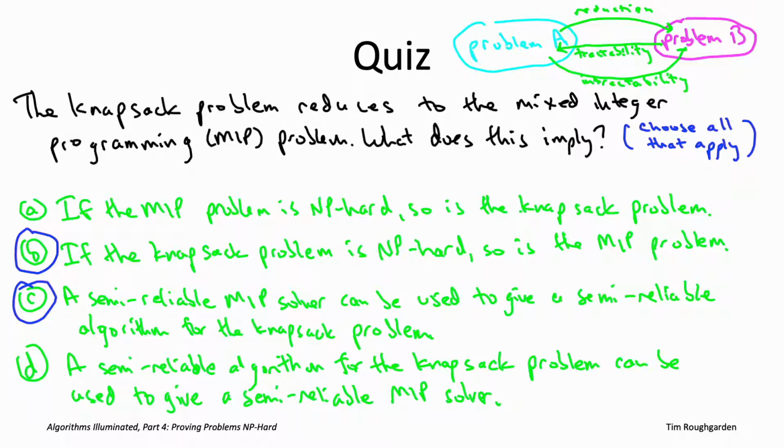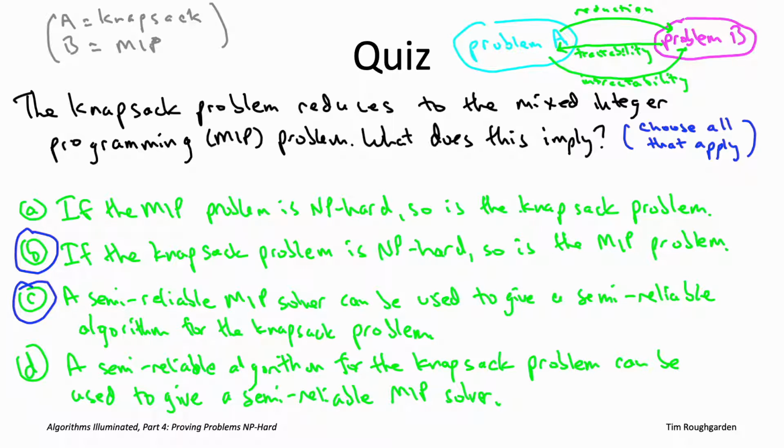So for us in this quiz, we have the knapsack problem reducing to the MIP problem. The knapsack problem is our problem A, the MIP problem is our problem B. So computational intractability goes in the same direction, from knapsack to MIP, and that is exactly what answer B says. Whereas answer A has the spread of intractability in the wrong direction.